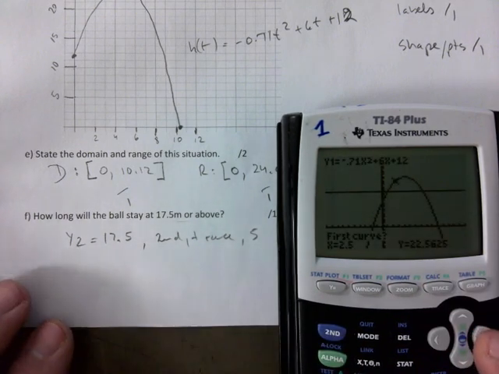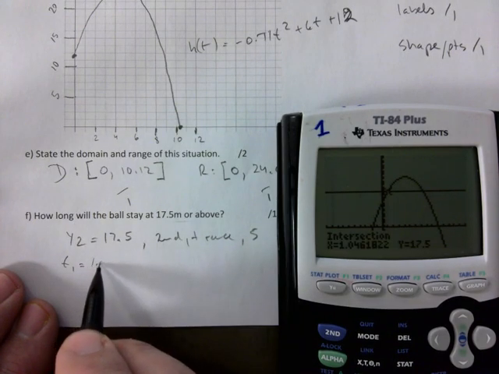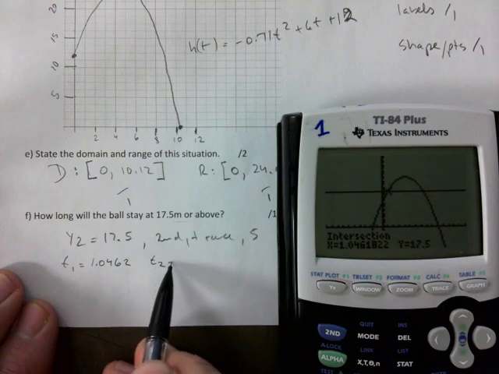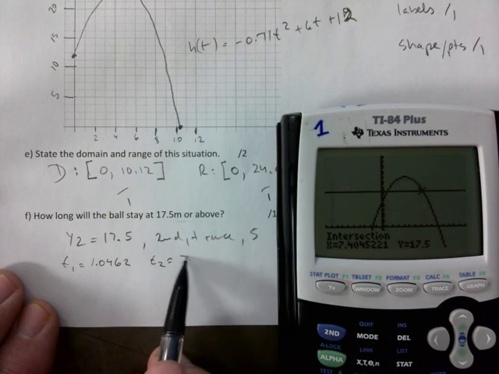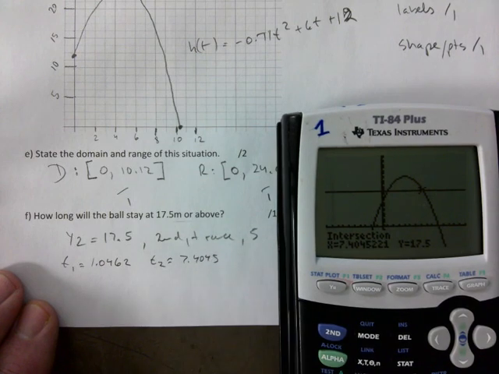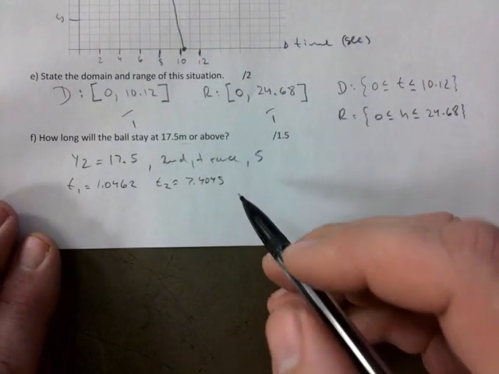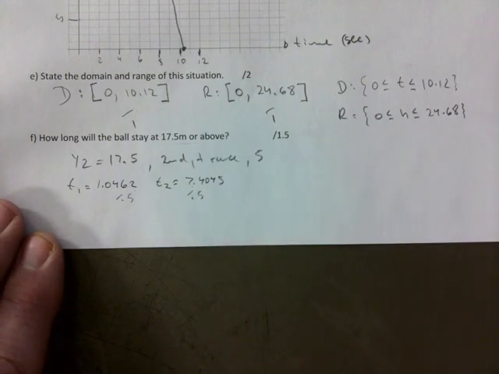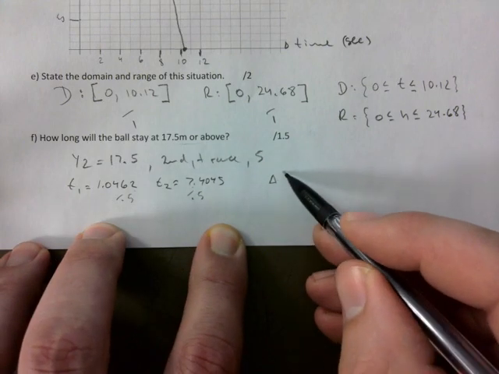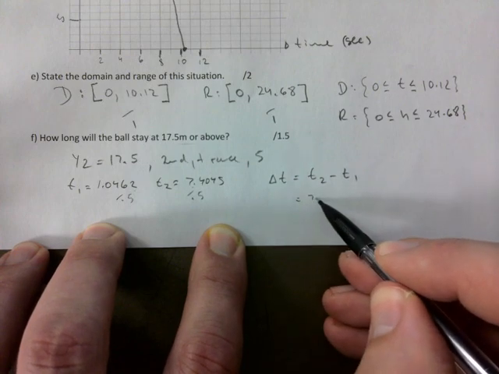So second trace 5. I'm going to find my first time on its way up is 1.0462. Time 2 is the other one. So I'm going to go find that second. 7.4045. So I would say this right now, you would get half a mark for each, right? So if you found that one and you found that one, you get half and half. Then to get the other half mark, you go time 2 minus time 1.